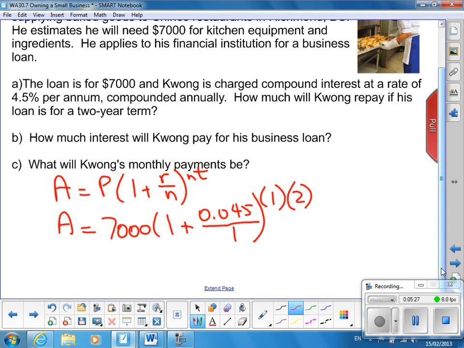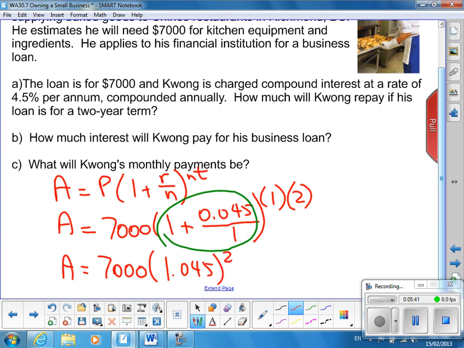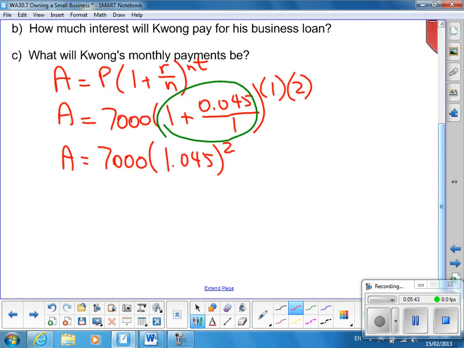So we remember we're going to work on this part first. When you take 0.045 divided by 1, that's pretty easy because it doesn't change, to the exponent 2. And your answer is $7,644.18.